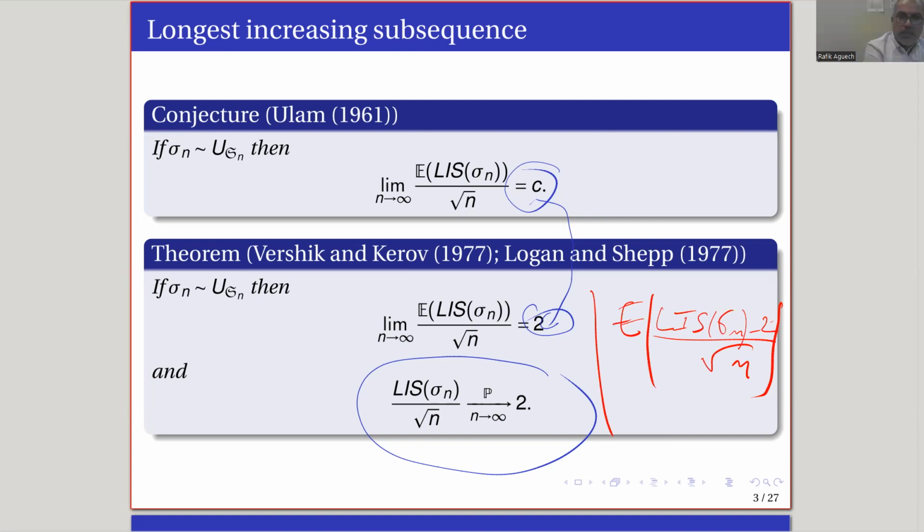So the constant C is equal to the one in the conjecture of Ulam. At first, Ulam did not know what the constant looks like. It was just a conjecture that these objects converge.